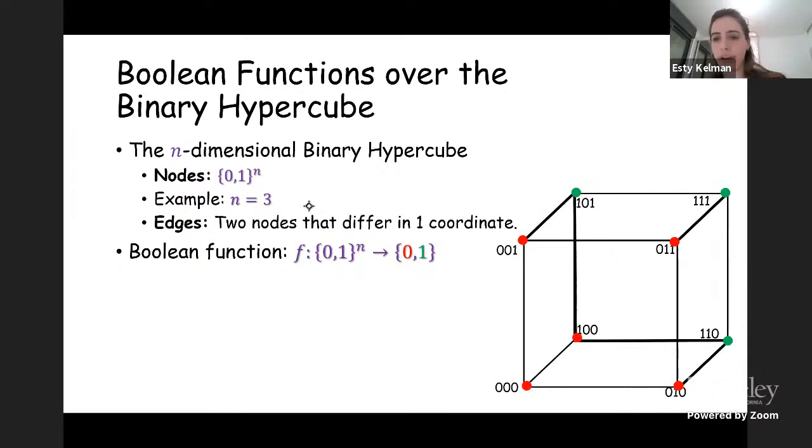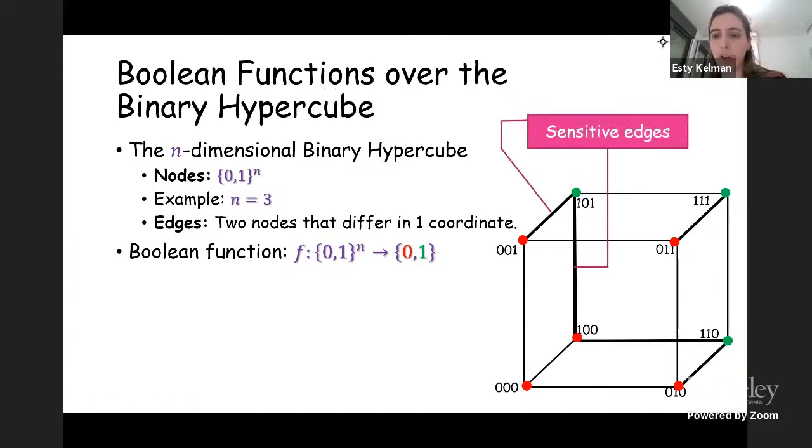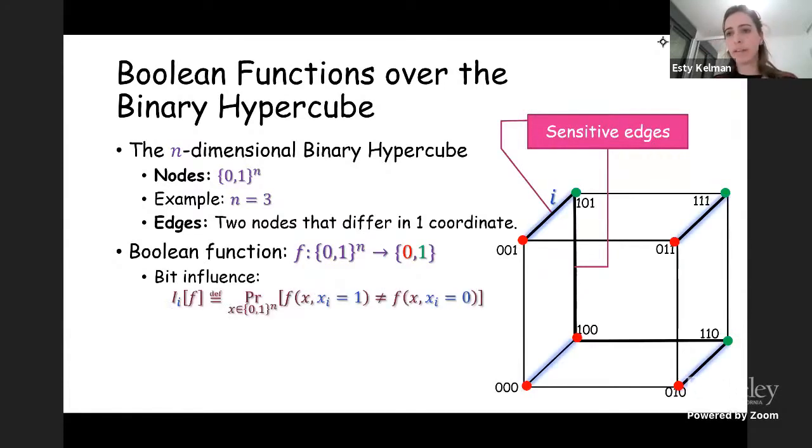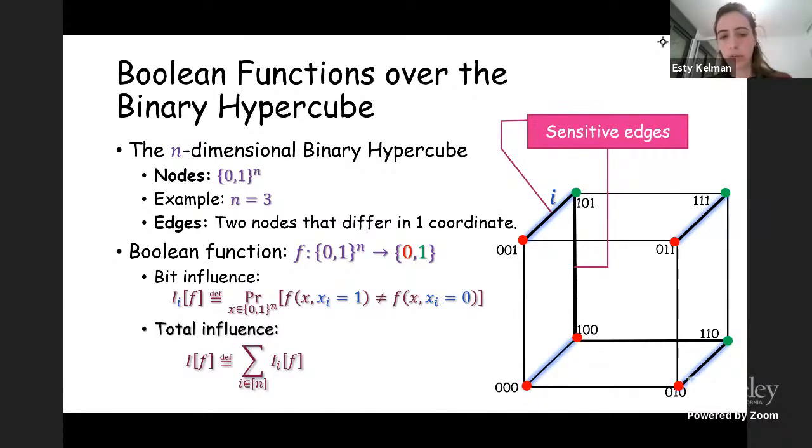And we have 2 types of edges. There are the monochromatic edges, and the others are the sensitive edges. They are the edges that go between 2 different values of the function. And we can restrict our view to one specific direction, say direction i, and then we ask how many sensitive edges we have in this direction. The fraction of these edges over all the edges in direction i is the influence of the variable i. This is just the probability over a uniformly random input that flipping the ith bit changes the value of the function.